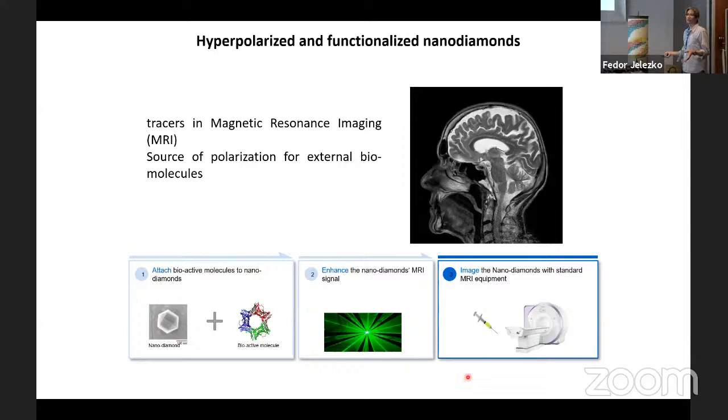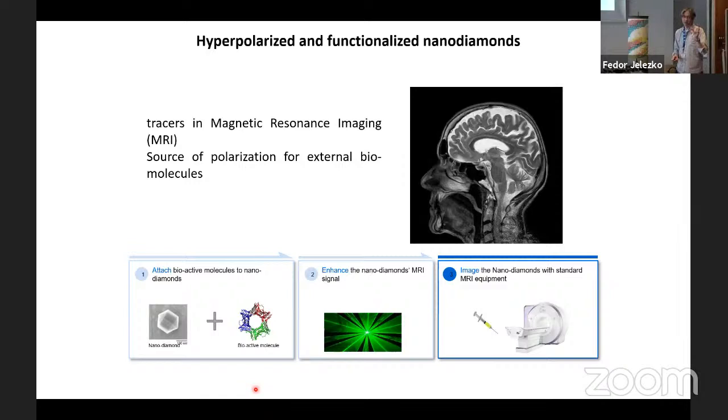It's not yet about detecting metabolic processes, because for this you would need this polarization on outside molecules, not yet on diamond. But it can already be interesting as a tracer to visualize nanodiamonds in MRI machines. And because of this very high polarization and very long relaxation time, you might have enough time between injection and imaging, and the signal enhancement might allow you to be much better than existing techniques. You can just detect a few of these nanodiamonds in a conventional MRI machine.